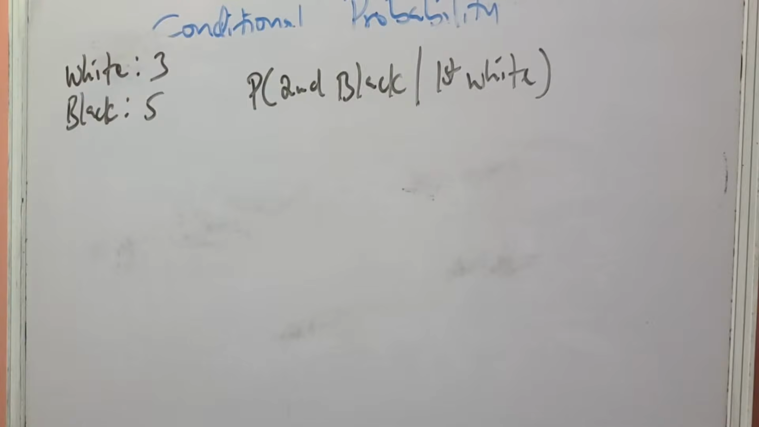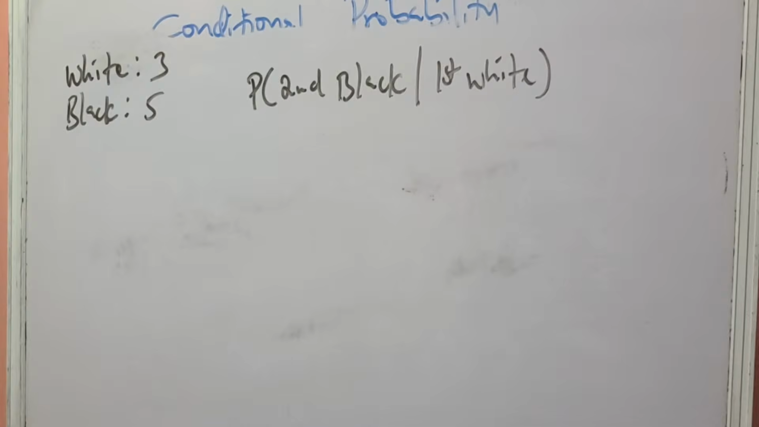All right. So how do you find that? Somebody said 4 over 8. Somebody said 5 over 7. So a bag has 3 white and 5 black balls. What's the probability of the second being black, given that the first was white? 4 over 8, 5 over 7, 4 over 7.